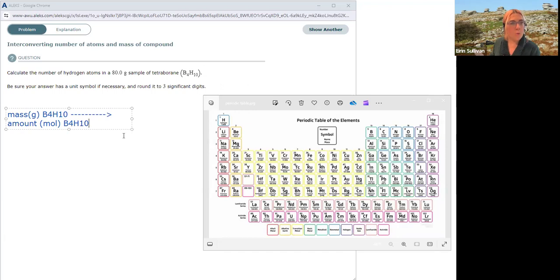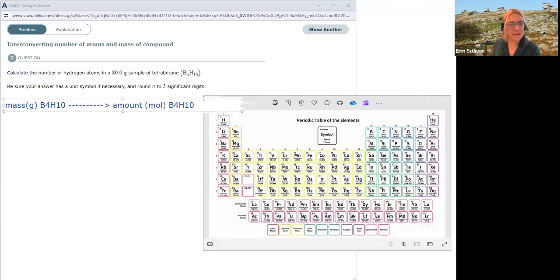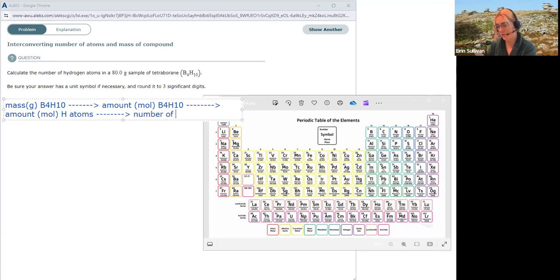Okay, but we are asked for the number of hydrogen atoms. So this is where it gets really fun. Because we're going to have to relate the amount in moles of B4H10 to the amount in moles of H atoms. And I think this is the step that a lot of people forget for this kind of question. And then finally, to get from the amount in moles of atoms to the number of atoms, we're going to use the Avogadro constant, right?